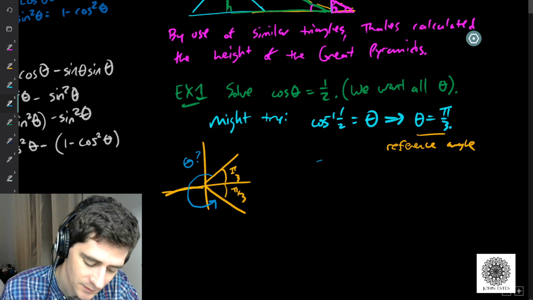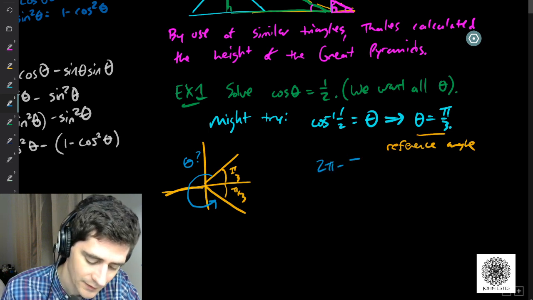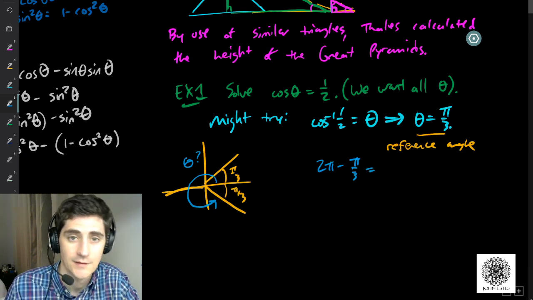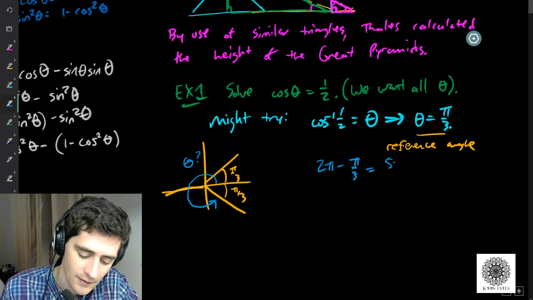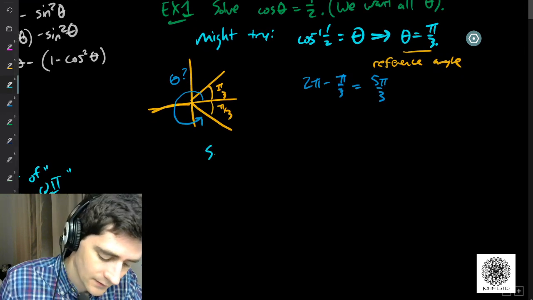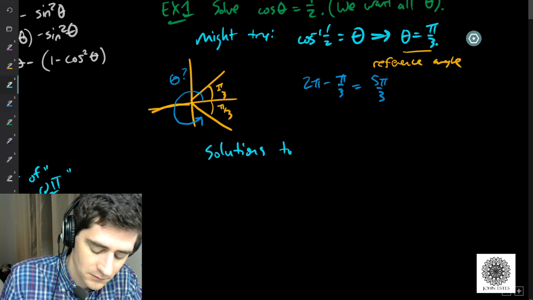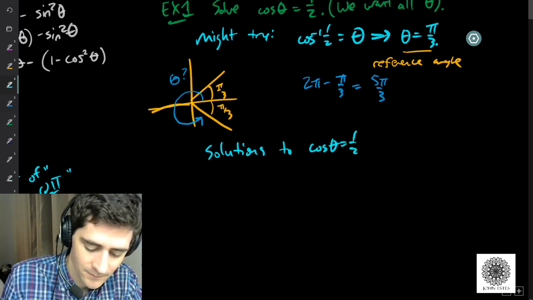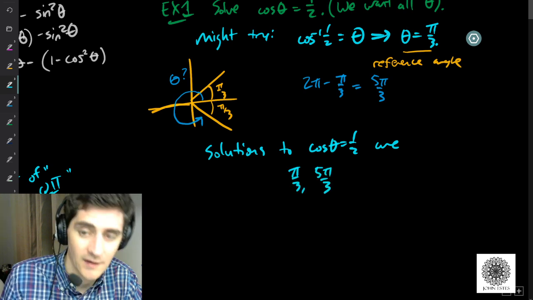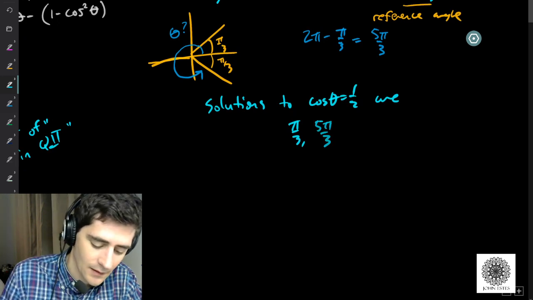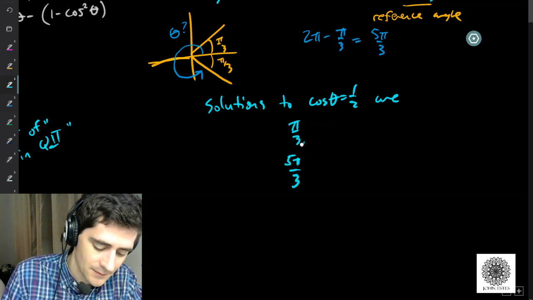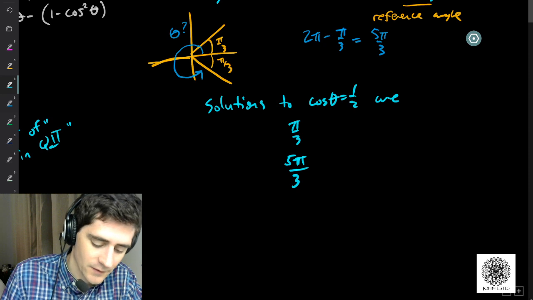And one way we could find that is by saying 2 pi minus the pi over 3 down here in quadrant 4. So that's 6 pi over 3 minus pi over 3. We get 5 pi over 3. So the solutions to cosine theta equals 1/2 are pi over 3 and 5 pi over 3. Actually, let me write it as a vertical list. We have pi over 3 and 5 pi over 3. That's within the first revolution.